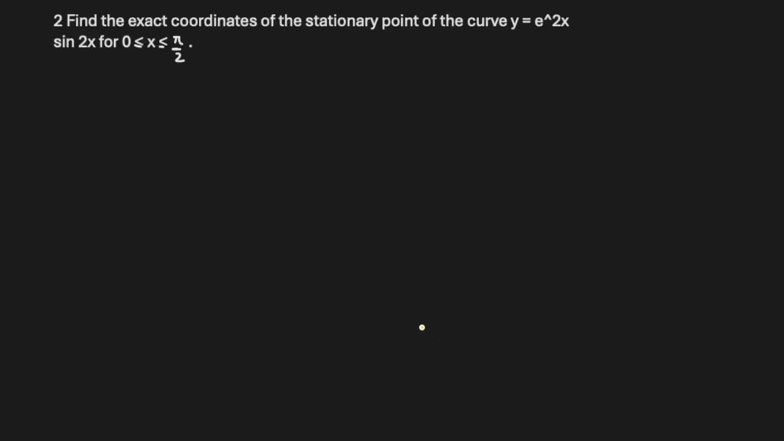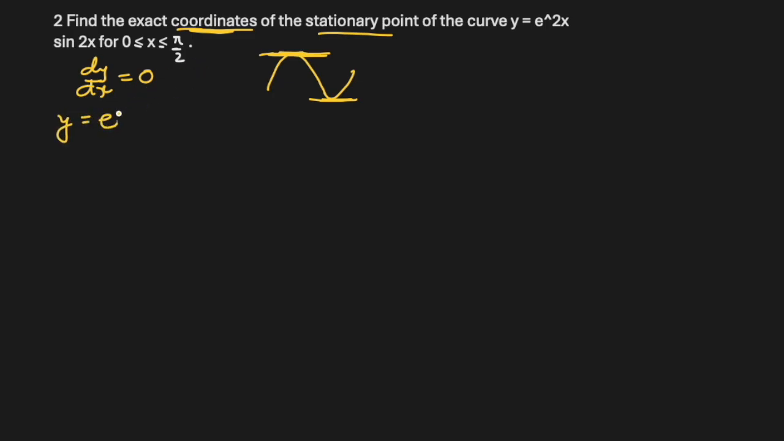Question 2. Find the exact coordinates of the stationary point of the curve, this one. So what we'll do for a stationary point, dy over dx has to be equal to 0, because whenever there's a stationary point, maximum or minimum, the gradient of the tangent is always 0, and dy over dx is nothing but the gradient of the tangent. So we will have our equation first.